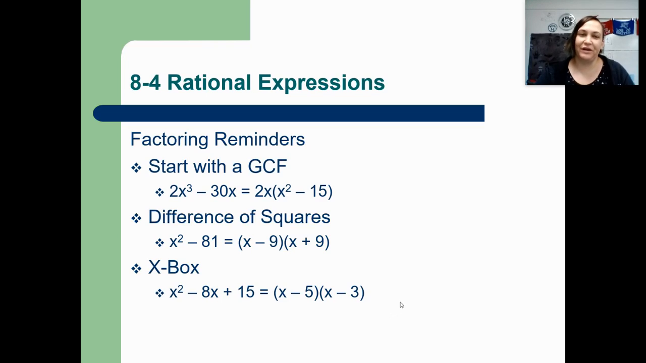So just as a quick reminder, when you're factoring, you should look for a GCF, a difference of squares, or Xbox. The other types of factoring will not be used very often, so these are the three main ones to look for. That being said, we're going to start today with problems that don't need factoring, so monomials. And today we're going to be learning about multiplying two fractions together.